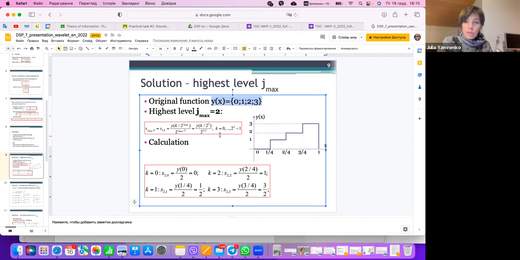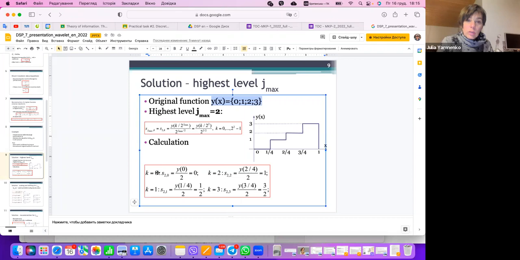And we will put k equal to 0, then 1, then 2, and then 3. As a result, we will obtain 4 S coefficients. For k equal to 0, we obtain S2,0. For k equal to 1, S2,1. For k equal to 2, S2,2. And for k equal to 3, the coefficient S2,3.